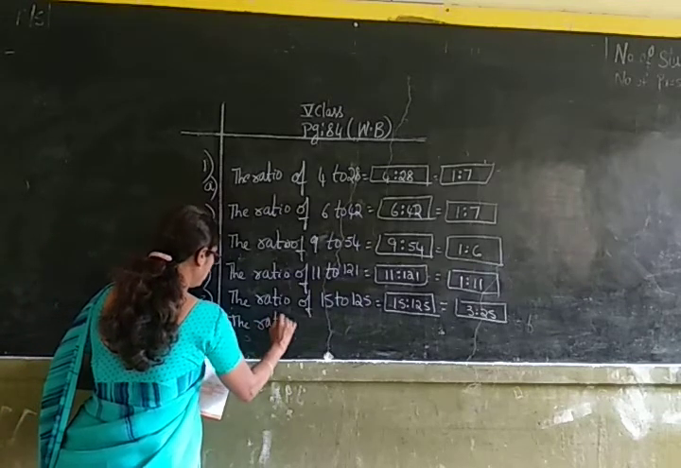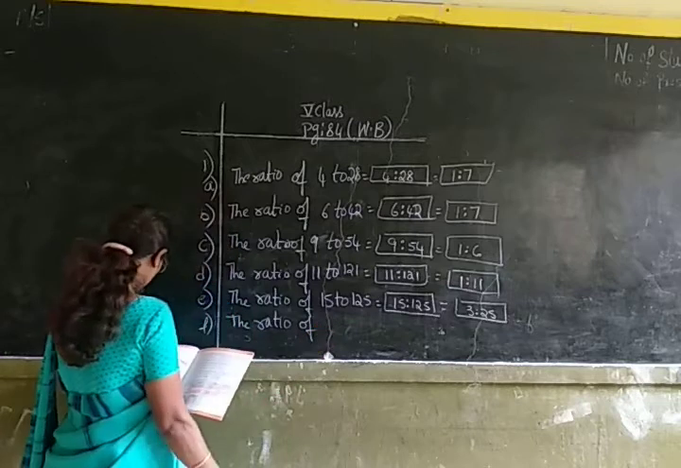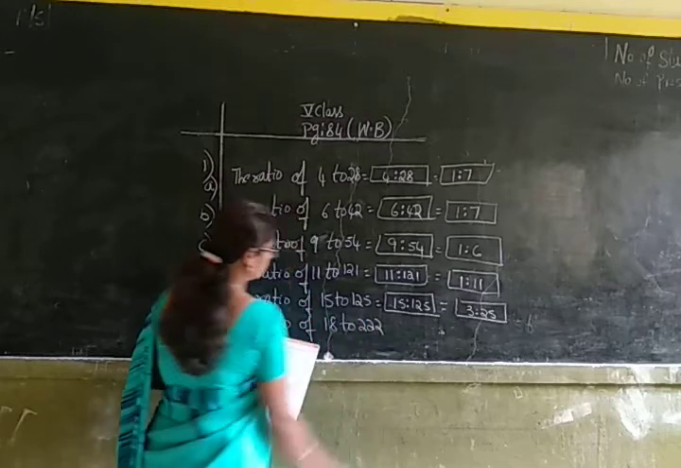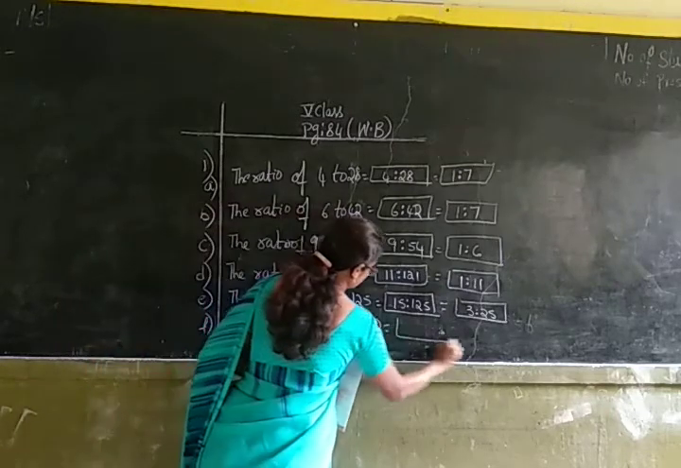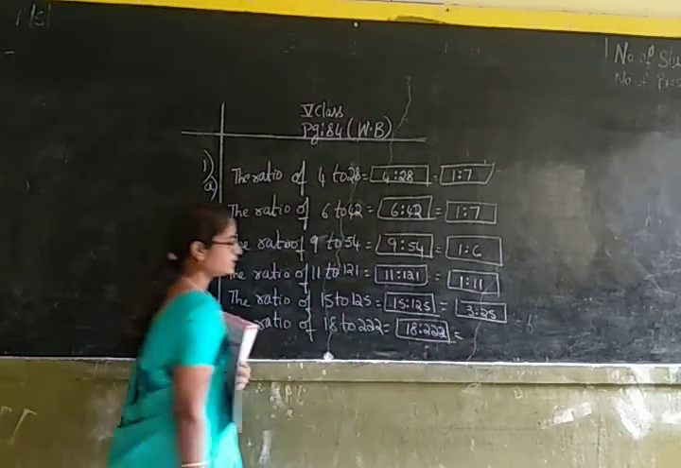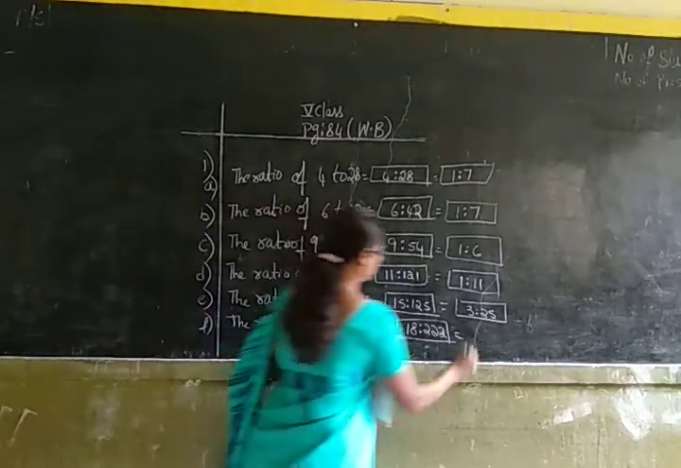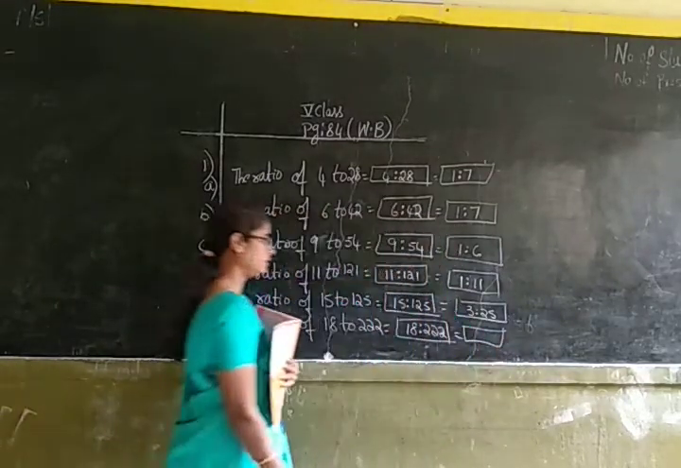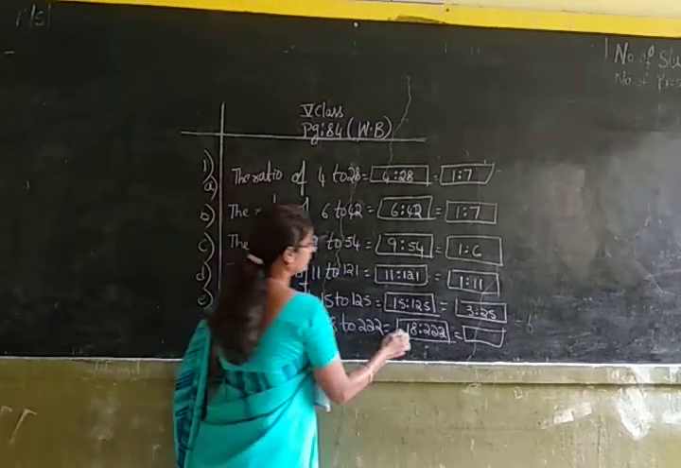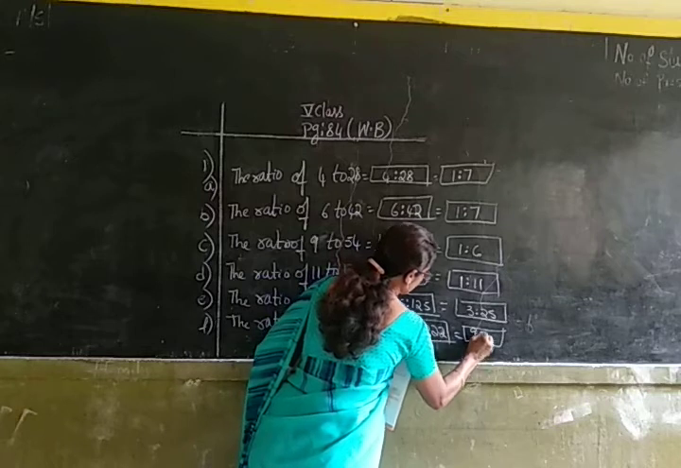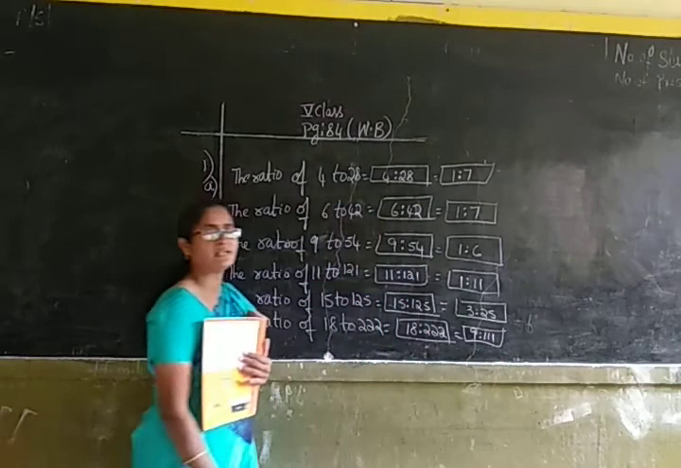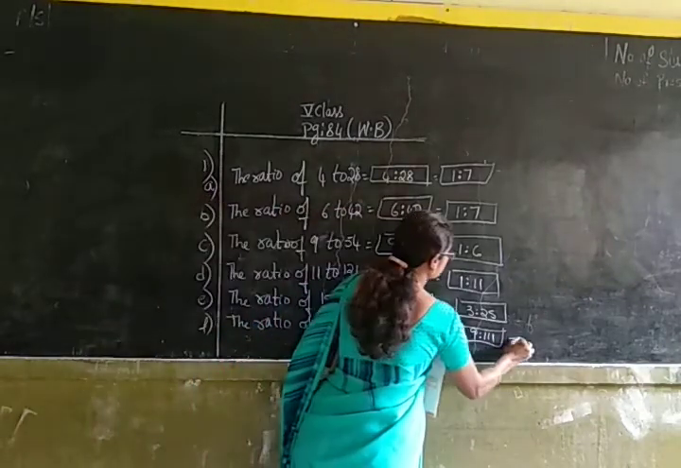The ratio of 18 to 222. So let us write it as 18 is to 222. 18 and 222 are in 2 table because these two are even numbers, so they will be in 2 table. 2 goes in 18 9 times and 2 goes in 222 111 times. Now let us further simplify it.